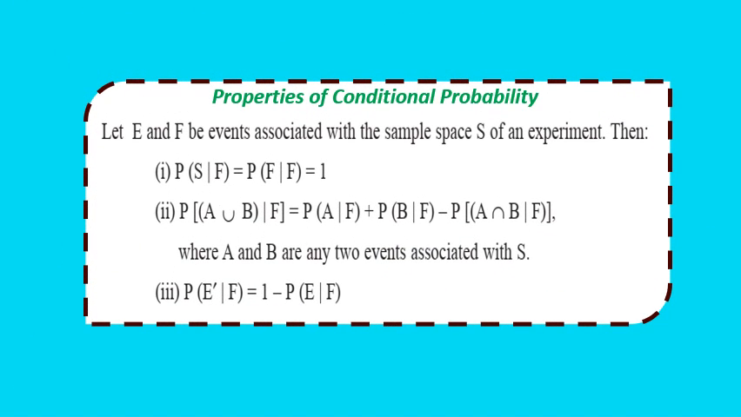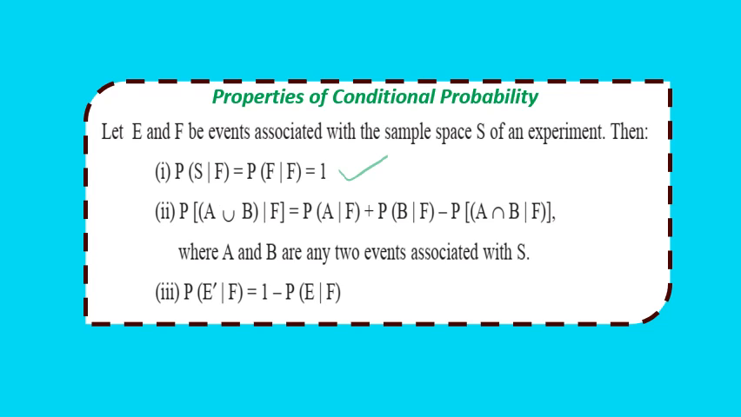Now a few properties of conditional probability. Let E and F be events associated with the sample space S of an experiment, then P(S|F) is equal to P(F|F), which will be equal to 1. That is, the conditional probability of sample space S over any event F will be equal to the conditional probability of any event F over F, which will be equal to 1.